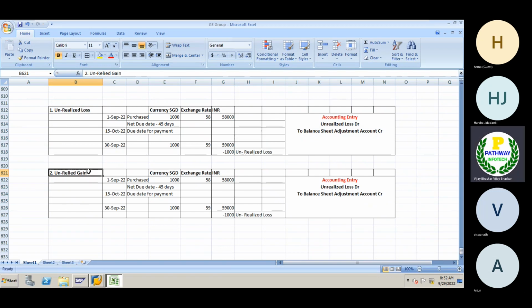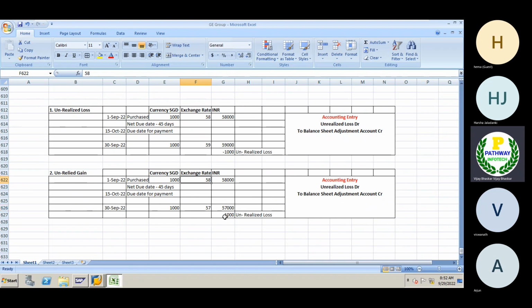Now, when I performed the business transaction, the exchange rate was 58 rupees. Let us assume the same net due date of 45 days; the line item will become due on 15th of October. Then on 30th of September, when I am performing the foreign currency revaluation, maybe my exchange rate has gone to 57. During the month end my exchange rate is 57 only, but when I did the purchase, the exchange rate was 58.